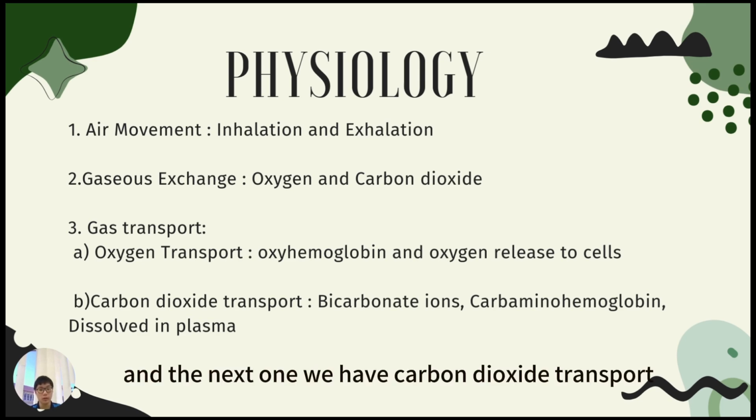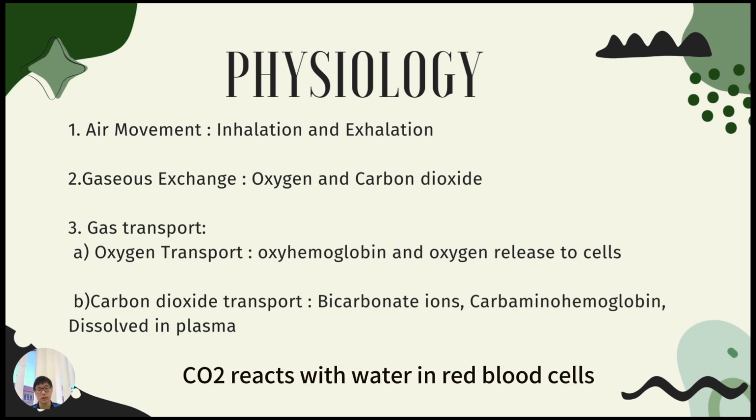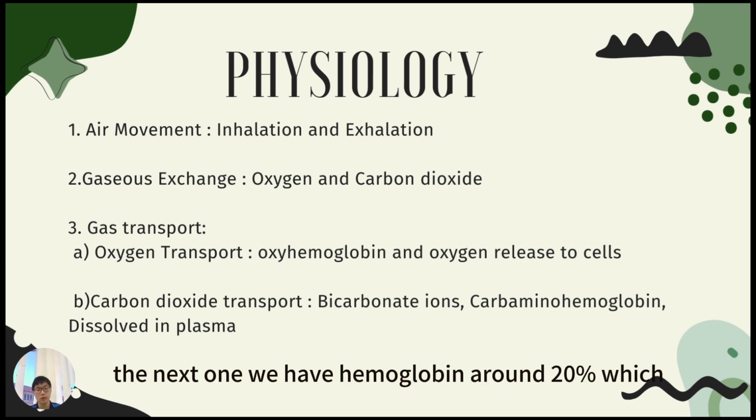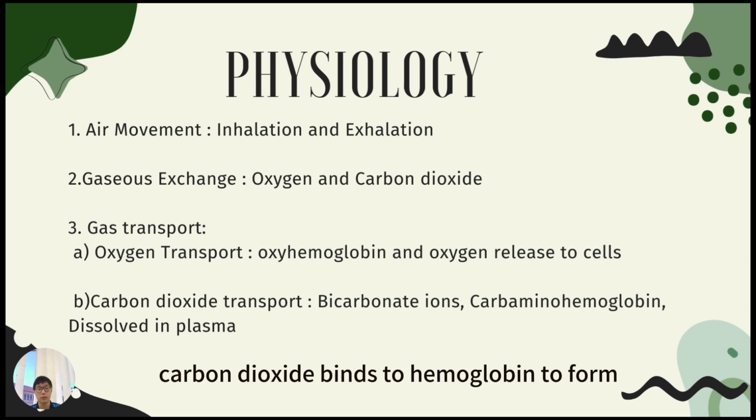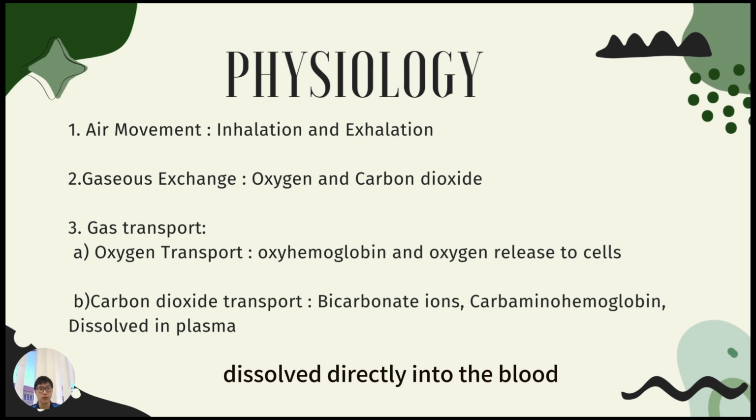And the next one, we have carbon dioxide transport. Bicarbonate ions, around 70%, where CO2 reacts with water in red blood cells, catalyzed by carbonic anhydrase to form carbonic acid, which dissociates into hydrogen ions and bicarbonate ions. The next one, we have hemoglobin, around 20%, where carbon dioxide binds to hemoglobin to form carbaminohemoglobin. The last one, we have dissolved in plasma, around 10%, a small amount of CO2 dissolved directly into the blood.